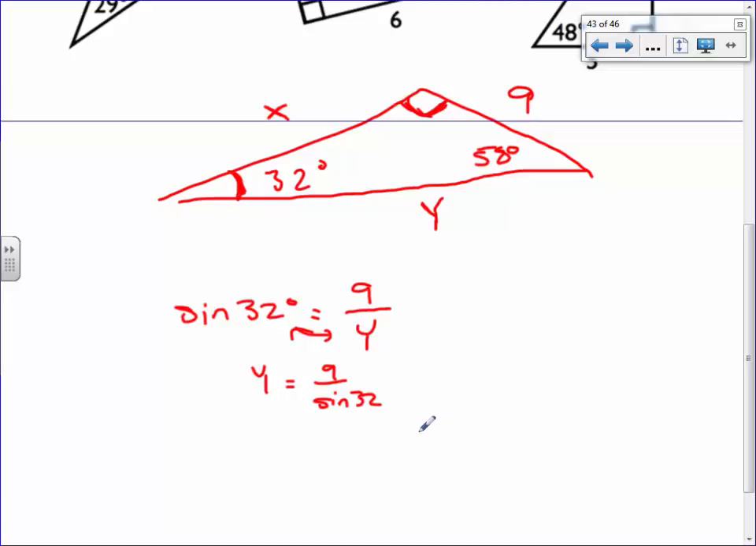Is that the only way this could have worked? No, there's other ways you could have done this. Let me just try one more time here with the second option. What if I had made my angle be 58 over here?